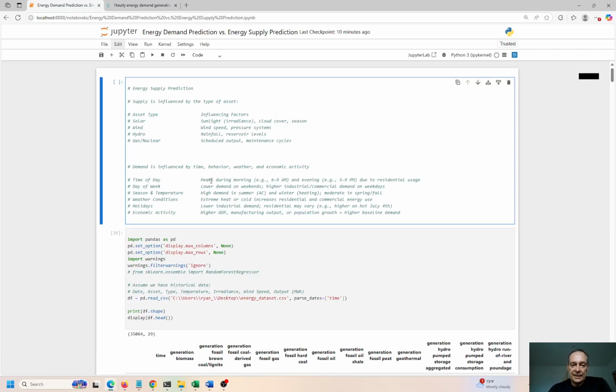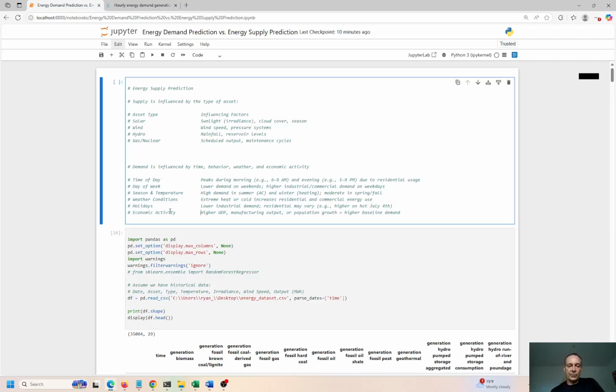And based on economic activity, demand can fluctuate too, right? So based on higher GDP, if you have more disposable income, you're going to spend more on energy. If you don't have two pennies in your pocket, you're not going to blast the AC or turn up the heat, right? Because you can't afford to do that. Manufacturing output or population growth or higher baseline demand can all be driven by these factors, right?